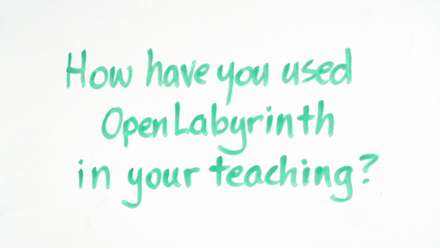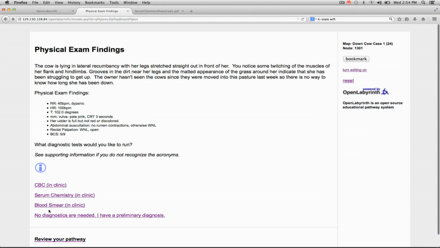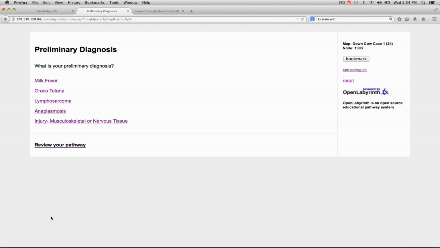We've used Open Labyrinth to introduce the concept of syndromes that clinicians see in clinical practice. They tend to see animals that have neuromuscular problems or diarrhea or respiratory disease, and the causes of those can be viruses, bacteria, metabolic disease, parasites. We find the students learned those concepts in different courses, different semesters, and it's good to try to teach the syndrome as a whole to help bring all of that knowledge together.